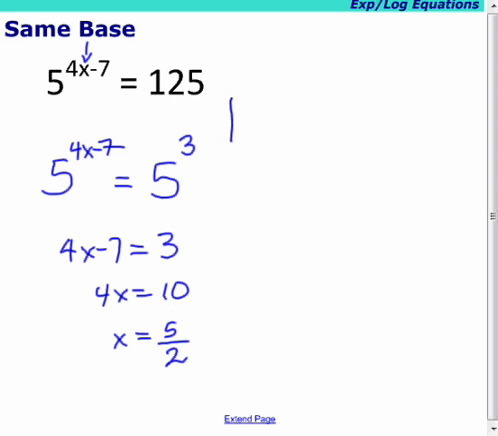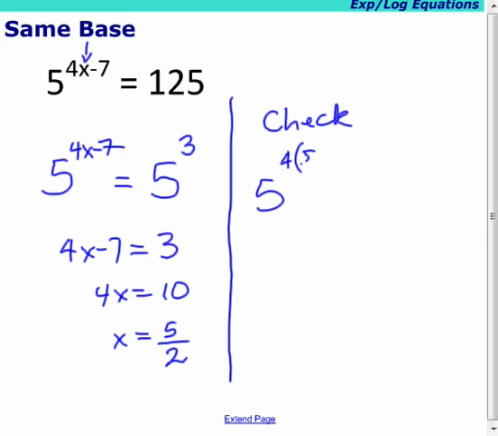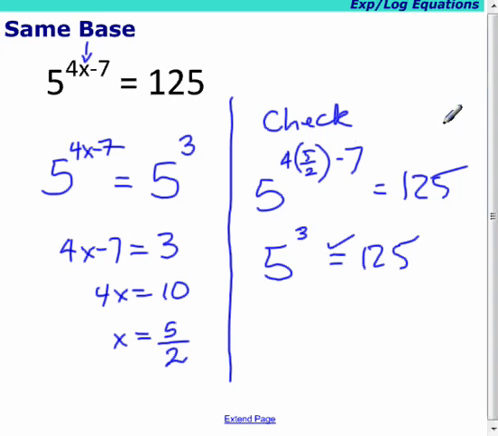It's a good idea always to go and check your answers as well. Let's just do a quick check on this one. So 5 to the 4 times 5 over 2 minus 7. We want to know if that's equal to 125. Notice I went right back to the original equation, not to anything that I wrote down, but right back to the original. 4 times 5 is 20, divided by 2 is 10. 10 take away 7 is 3. So on the left side I get 5 cubed. Is that equal to 125? Certainly. Checks out. So one of the strategies then that I can use is if the bases are the same, I can equate the exponents.